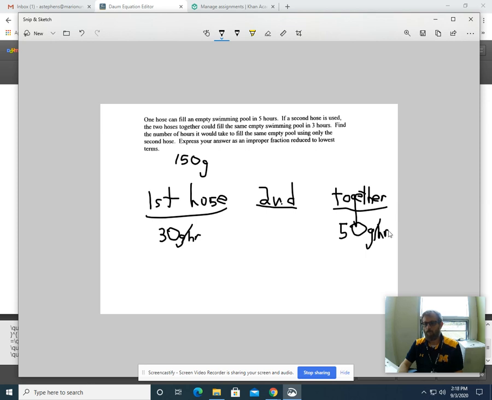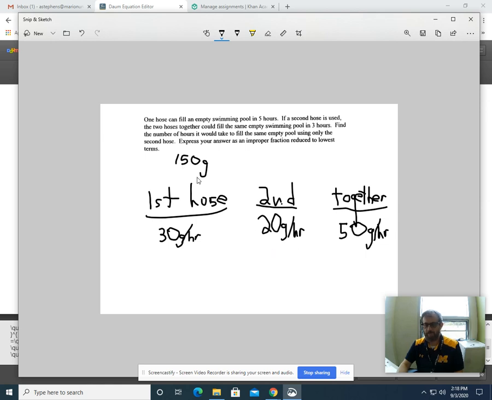So if one hose by itself is doing 30 gallons per hour and the hoses together are doing 50 gallons per hour, that must mean the second hose is doing 20 gallons per hour. So how long would it take the second hose, that's what it wants to know, how long would it take the second hose all by itself?